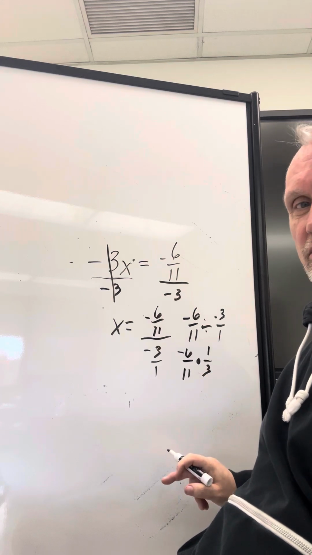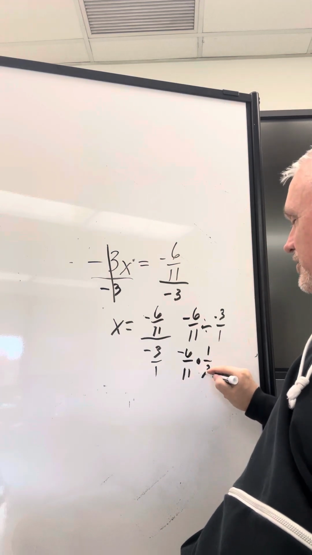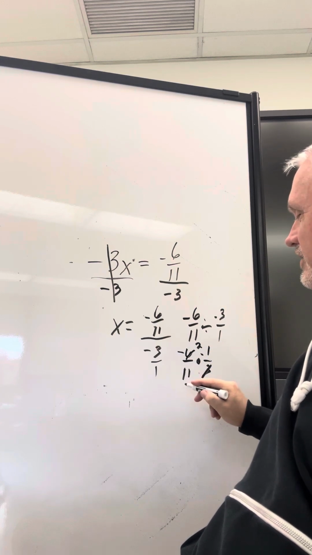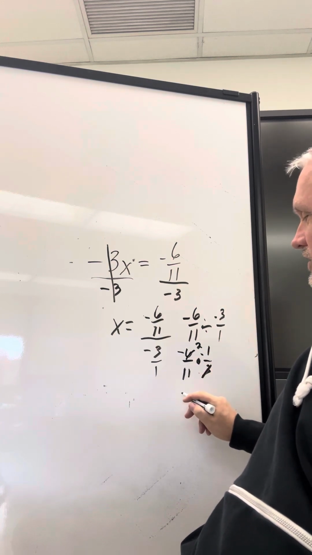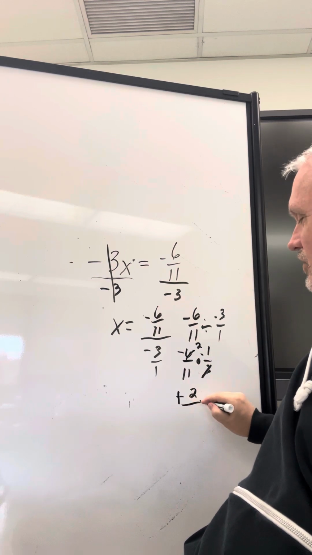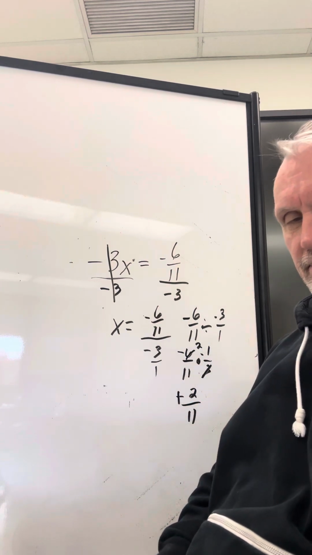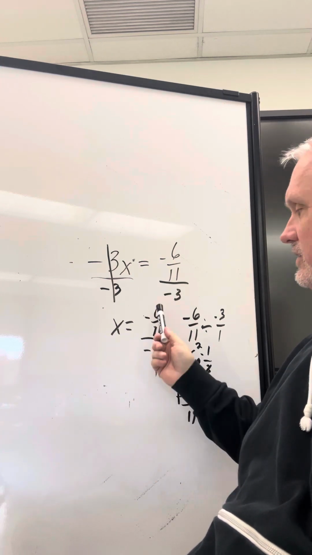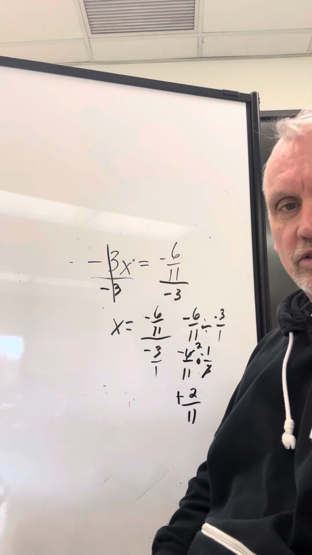Well, now I can cancel some stuff out. Now 3 goes into 6 twice. By the way, that's a negative. Nothing else I can cancel out. So I have -2. Well, a negative times a negative is a +2/11. But I should have known that it was going to be, when it's negative divided by a negative, I know it's going to be a positive.